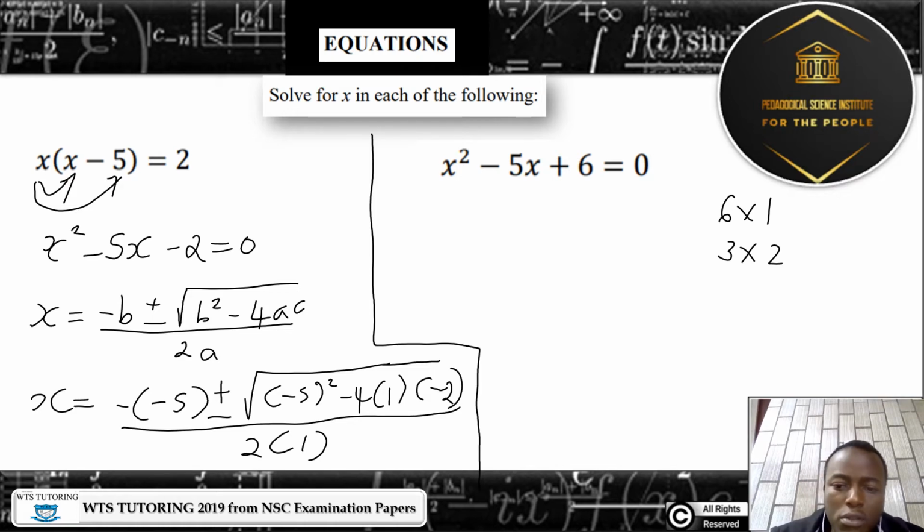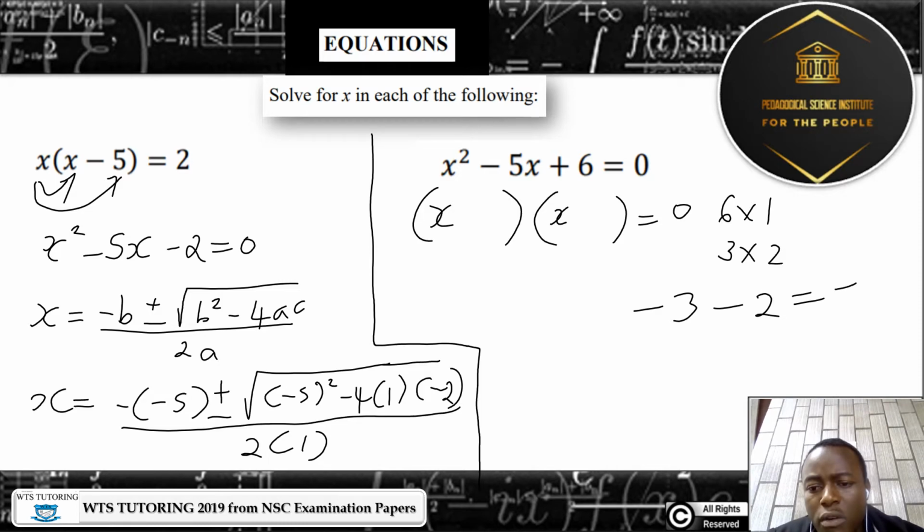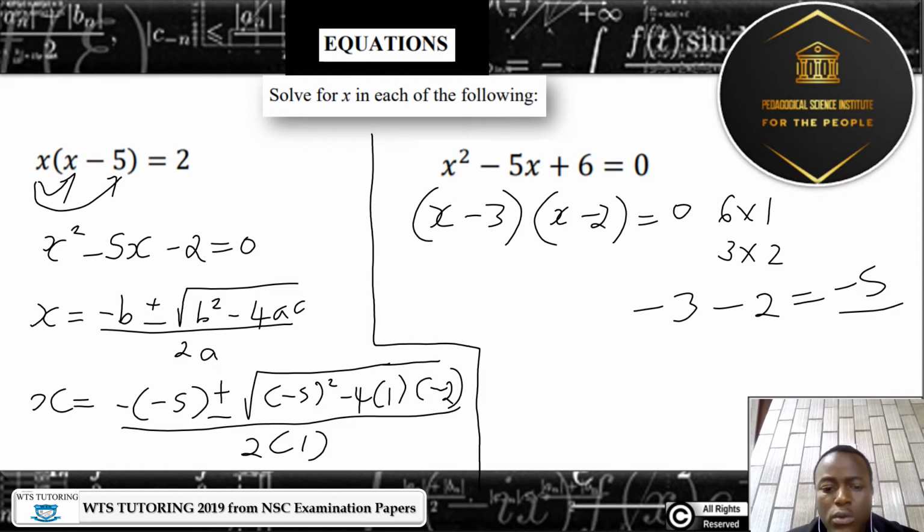3 and 2. So then we're going to open 2 brackets, equated to 0. Here it's x, here is x. Then let's see, 3 and 2, 3 times 2 is 6. Then how can we add them together to get minus 5? If we take minus 3 minus 2, it will be equal to minus 5, right? So it means we'll have minus 3 and we'll have minus 2 there.